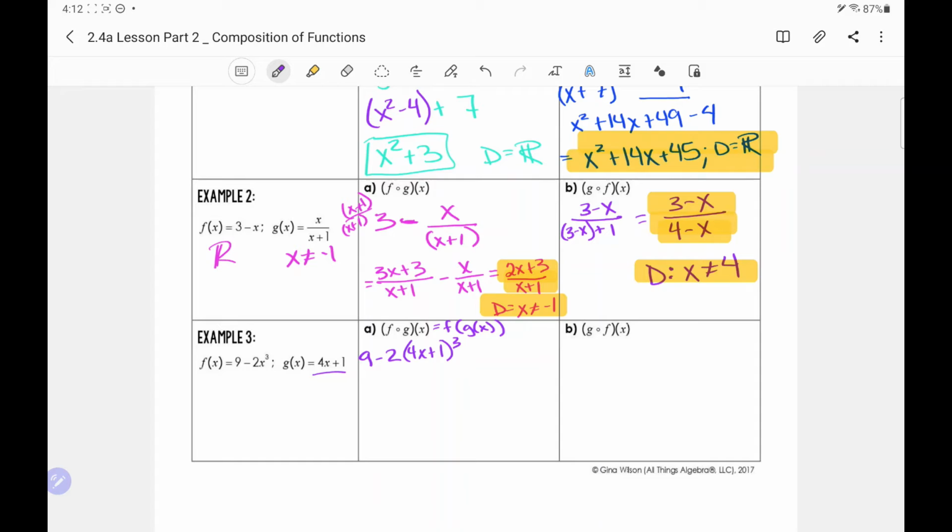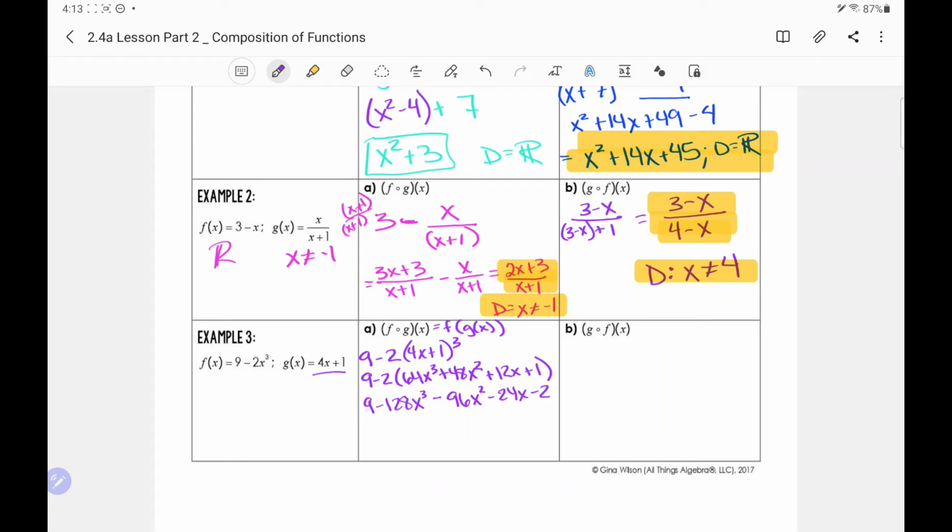So again, this one might be a little bit difficult for the writing in this tiny box, but go ahead and give it a try. If you had to look first, pause here to give it a try. Okay, here's the next step. We've done 4x plus 1 cubed. That's all we've done. And now we need to distribute our negative 2. Okay, so there we've distributed the 2. Now we can just combine like terms.